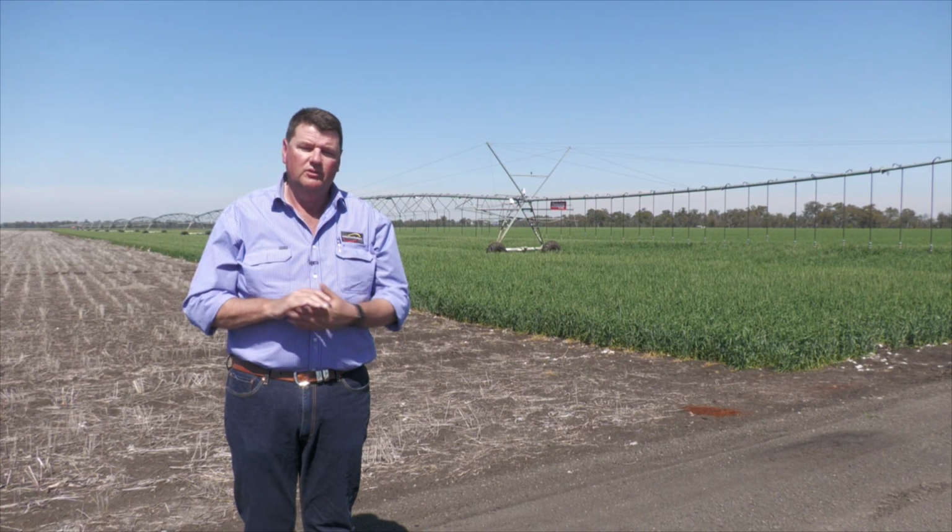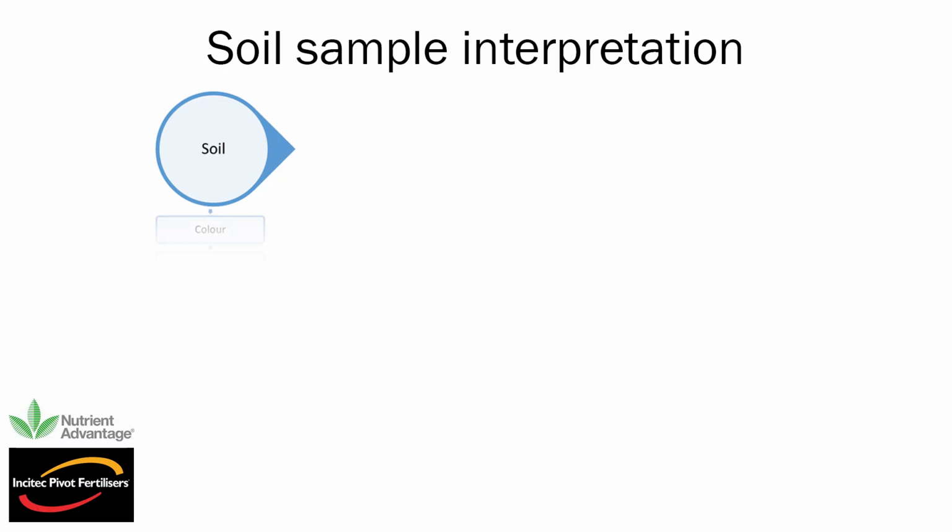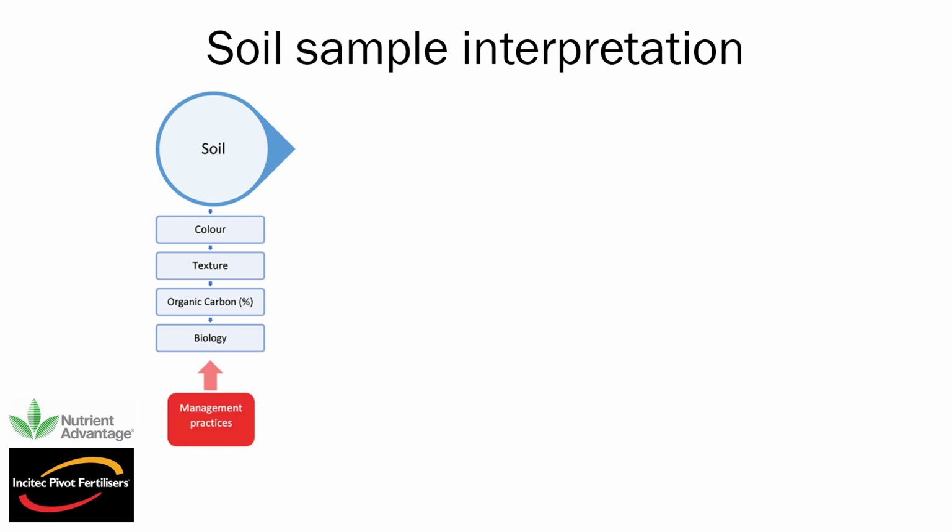The first one is soil, things like colour and texture, organic carbon, and also our soil biology, and there's plenty of microbial and biological tests coming onto the market that will add some more data to that part of the process. We can't do a lot to change those, but we can manage what we've got.